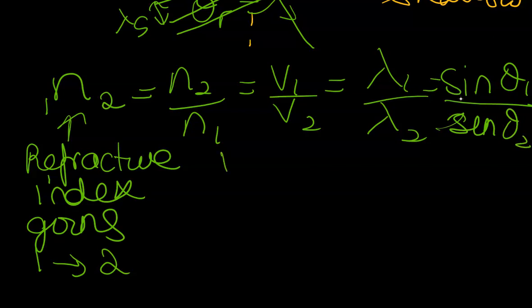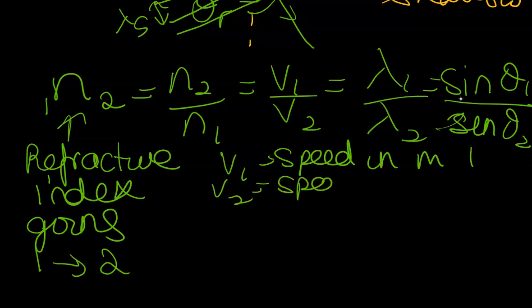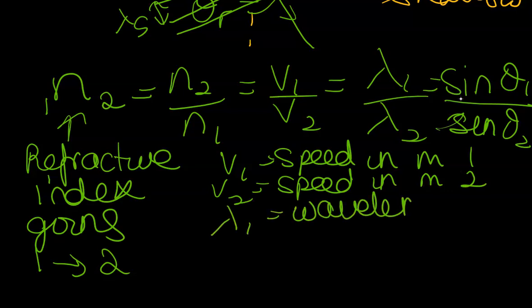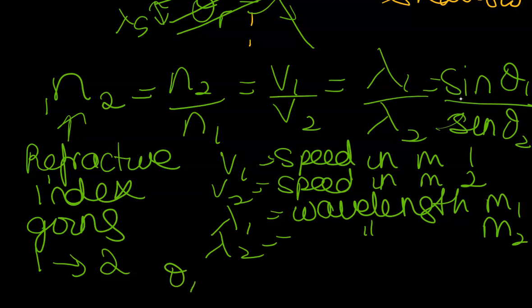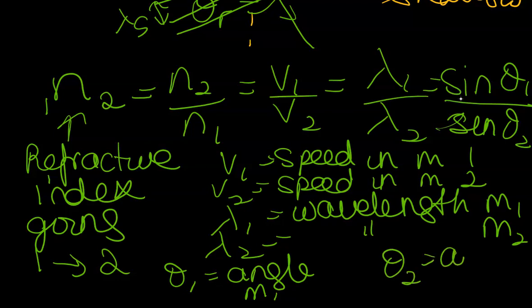Right, so let's look now. V1 will be the speed in medium 1. V2 is the speed in medium 2. Lambda 1 is the wavelength in medium 1. Lambda 2 is the wavelength in medium 2. Theta 1 is the angle of incidence in medium 1, and theta 2 is the angle of refraction in medium 2.